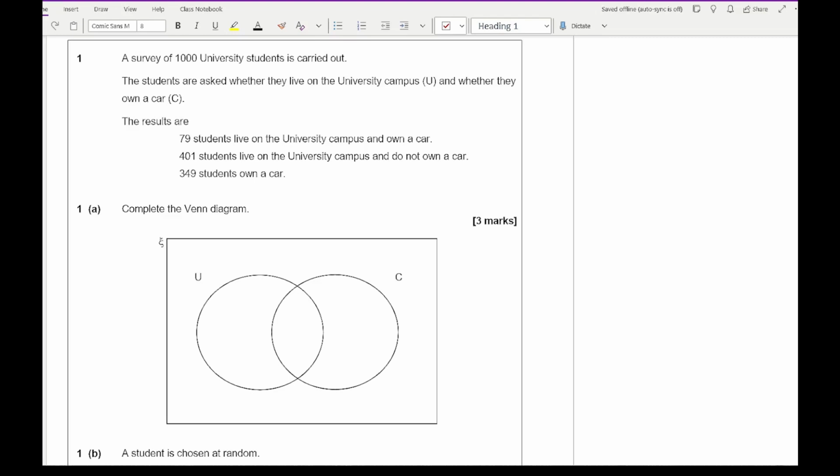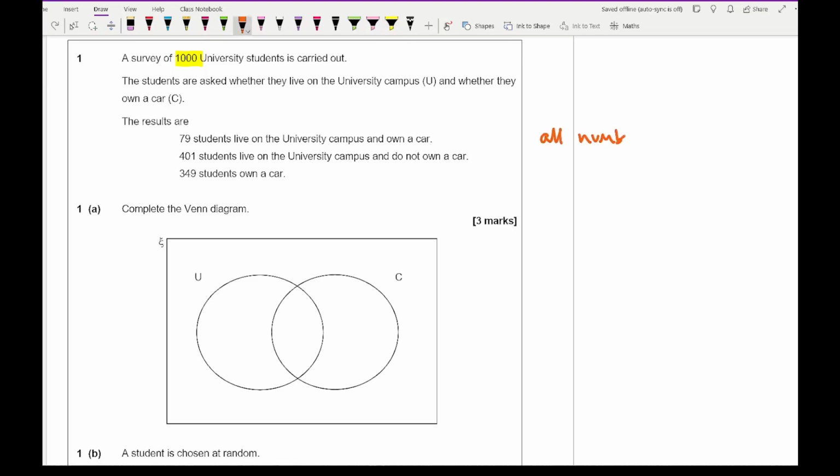So looking at the Venn diagram, typically speaking, it tends to fall in the order that it's written. Now we know that there are 1,000 students altogether, so all the numbers in the 4 sections need to add up to 1,000. Now the next bit of information says that 79 students live on the university campus, which is represented with U, and own a car, which is C. So U and C, which is the middle bit, is going to be 79. So that's the first bit done.